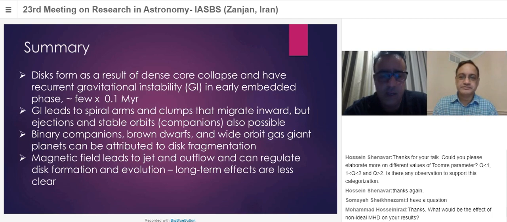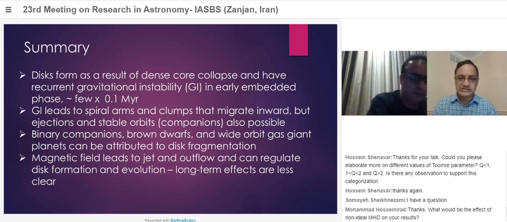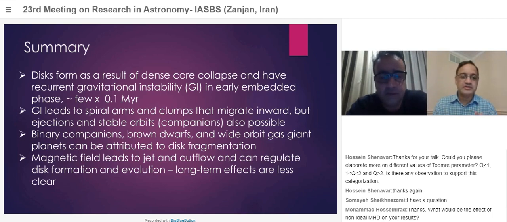Okay. There is another question by Muhammad Hosseini Rad. What would be the effect of non-ideal MHD on your results? I think the model in the last slides I showed does contain the non-ideal MHD of ohmic resistivity. However, it does not contain ambipolar diffusion or the Hall term, the two other main non-ideal MHD effects.